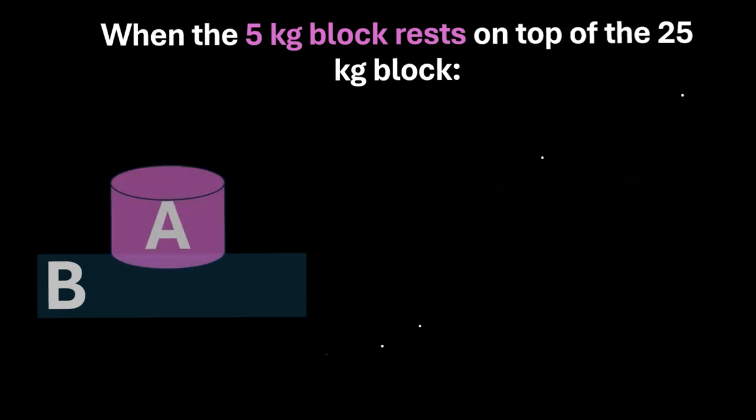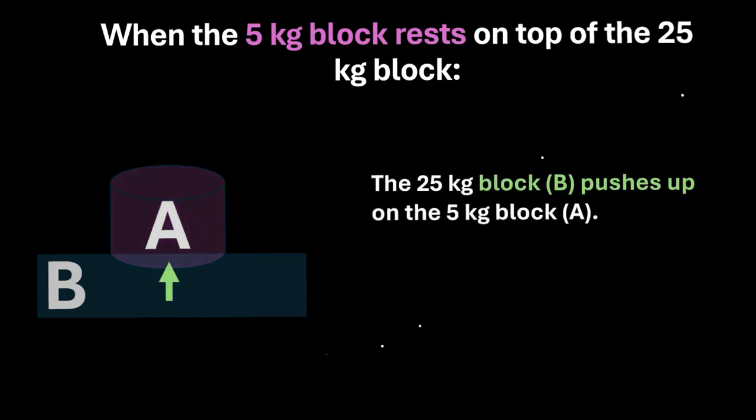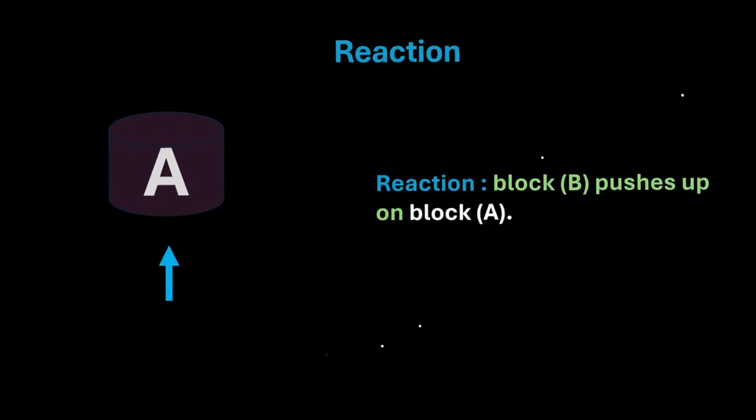Okay. Now, very similarly, what happens is the block B also pushes back A, or in other words, the 25 kilogram block pushes the 5 kilogram block as well. So A is pushing B, B pushes back. Now, this pushing back can be considered as the reaction, right? So A will have a reaction from block B.